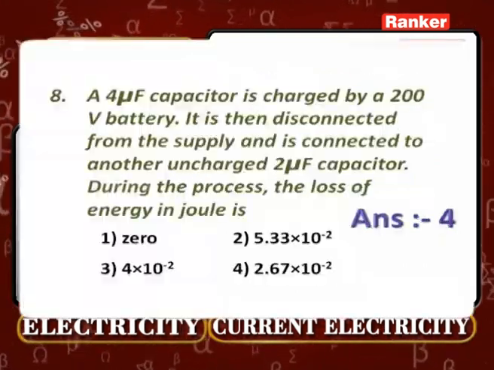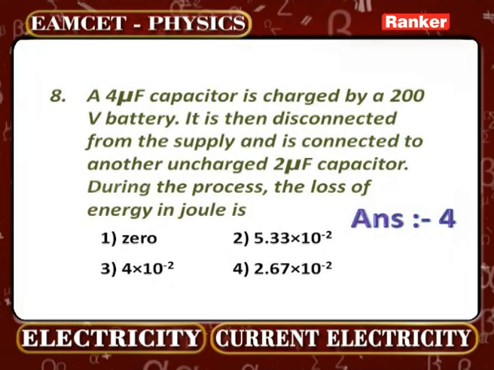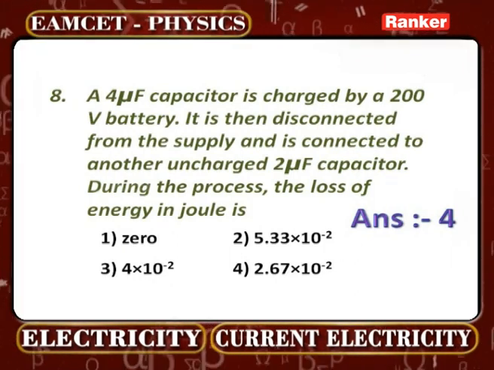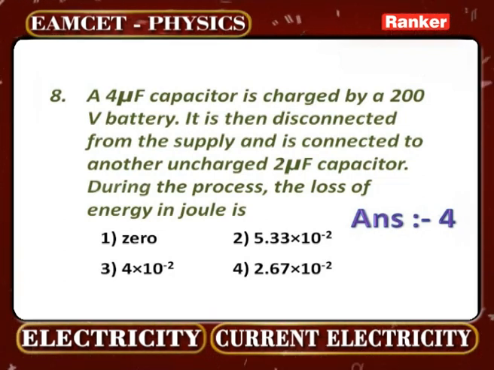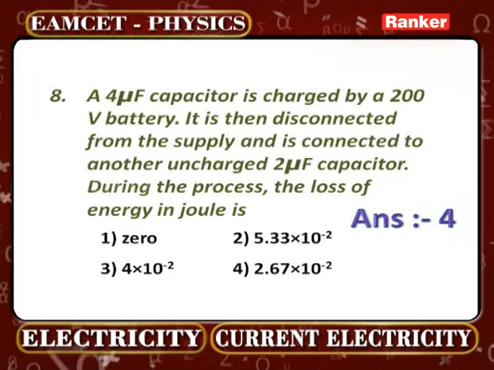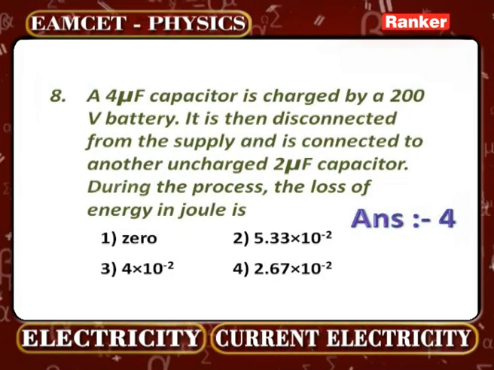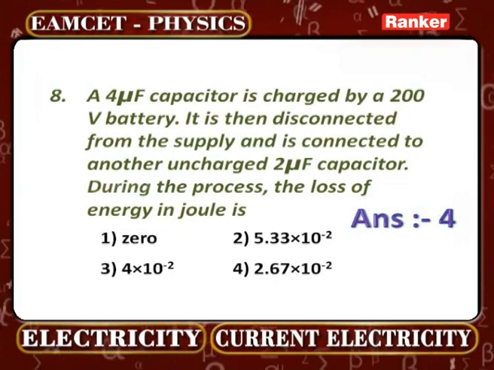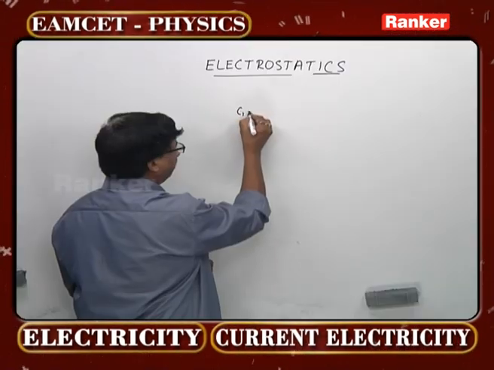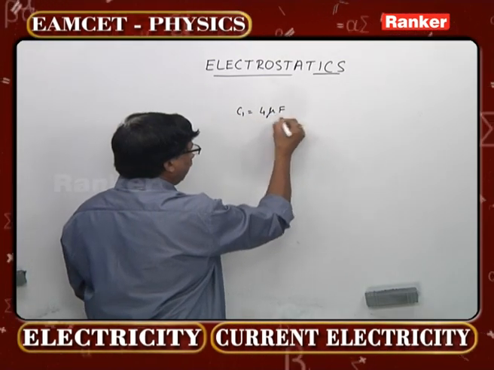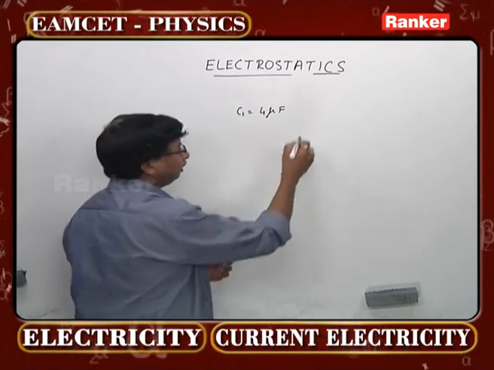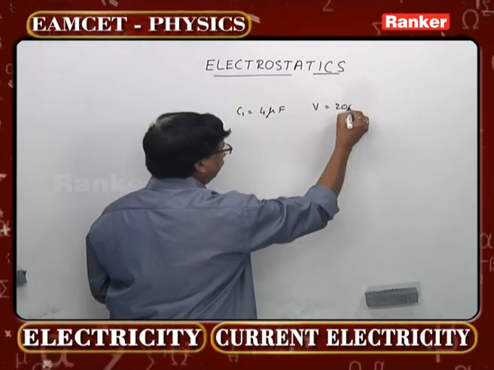Look at the next problem, problem number 8. A 4 microfarad capacitor is charged by 200 volt battery. It is then disconnected from the supply and is connected to another uncharged 2 microfarad capacitor. During the process, the loss of energy in joule is how much? That is the concept. Look at the data he is giving us. A 4 microfarad capacitor, 4 microfarad. And of course, the potential across that one he has given, V is going to be 200 volt.